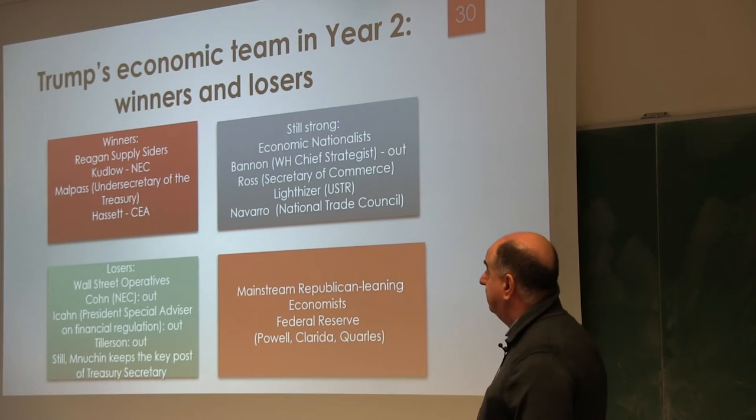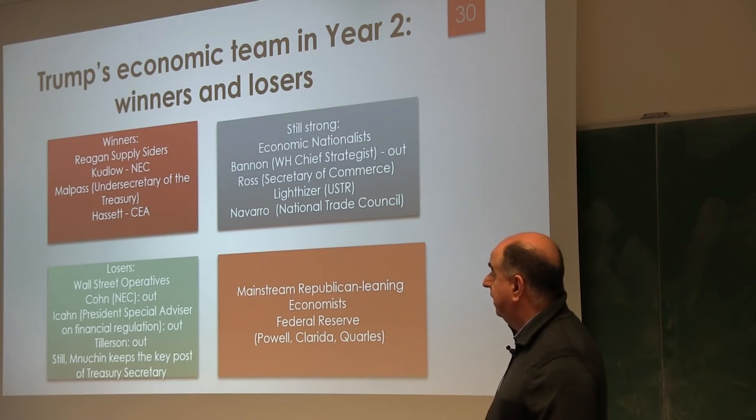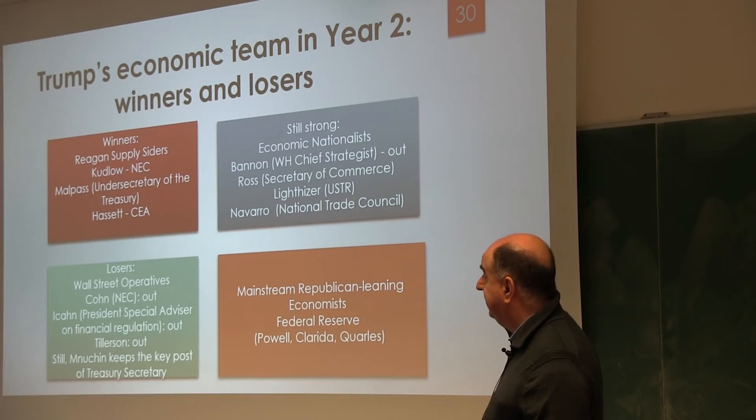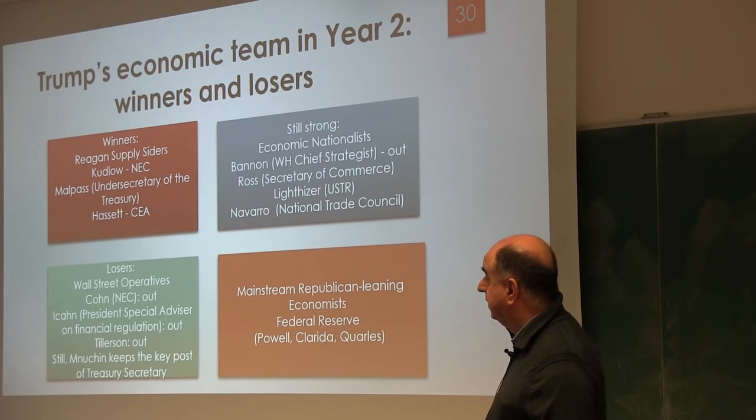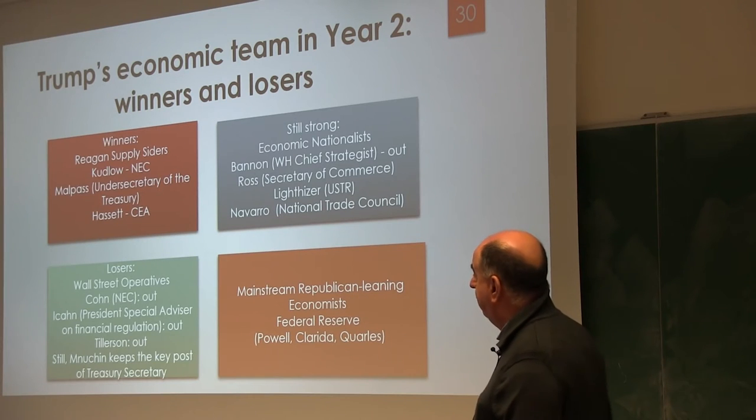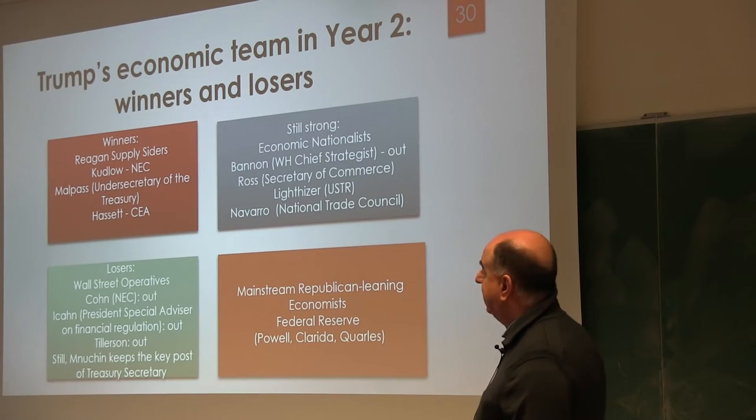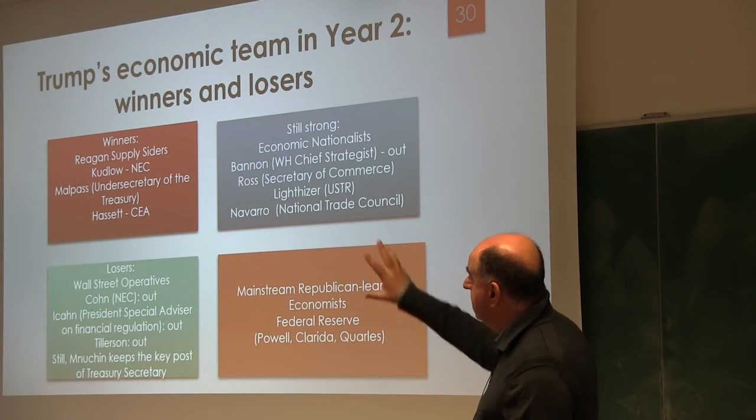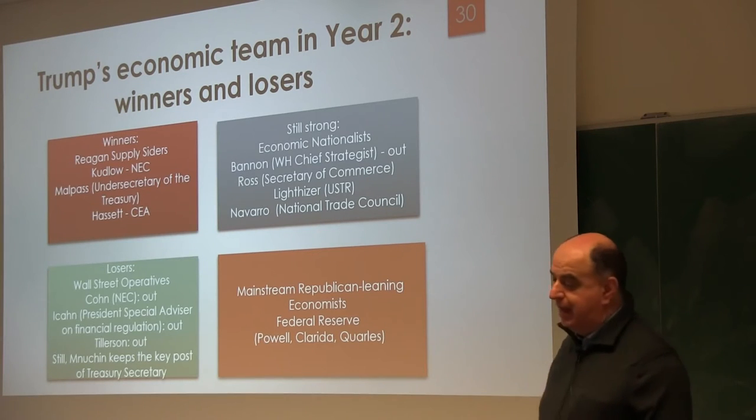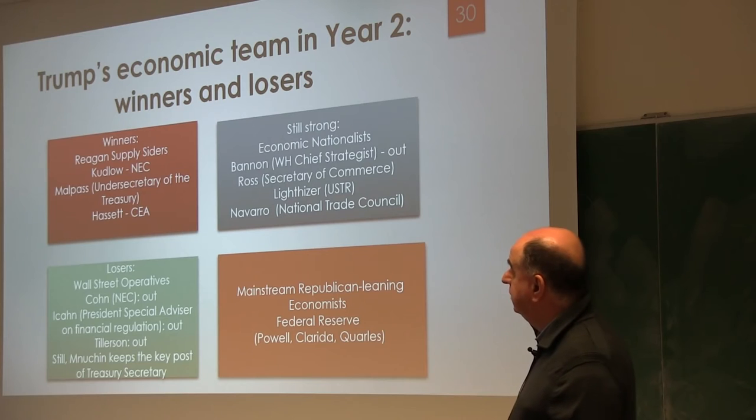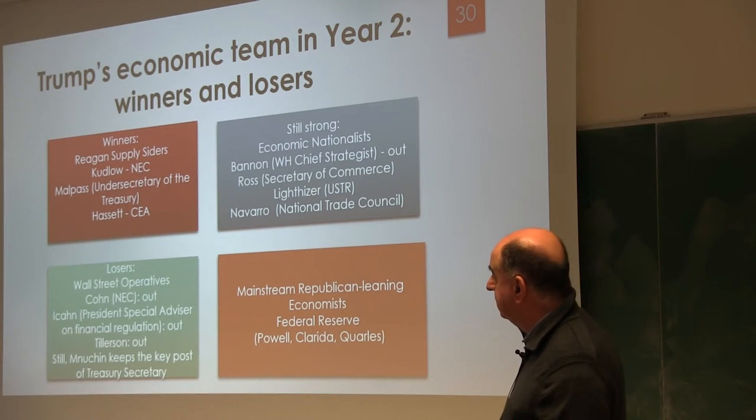Winners have become the Reagan supply siders. So Larry Kudlow, who is a famous commentator on CNBC, has become the director of the National Economic Council. Kevin Hassett, who is a scholar at the American Enterprise Institute and also a tax expert, has become the head of the Council of Economic Advisers. Malpass is the Under Secretary of the Treasury, and the other two names, Laffer and Moore, continue to be advisors to the president to this day.